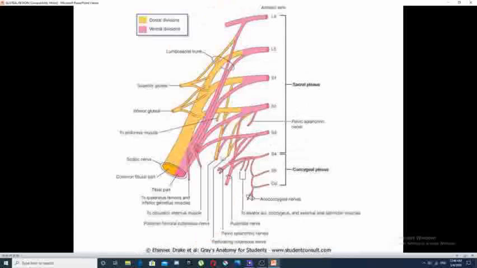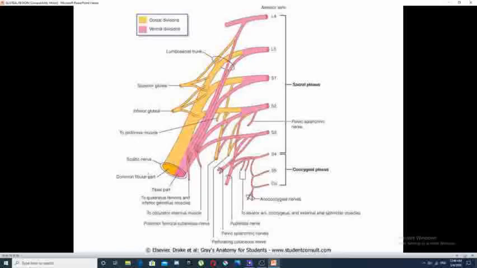This figure shows the origin of the sciatic nerve, which is a branch of the sacral plexus. You can see that the sciatic nerve originates from lumbar 4, lumbar 5, S1, S2, S3. All these nerve roots give origin to the sciatic nerve.